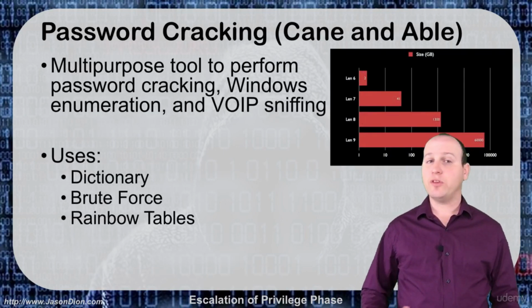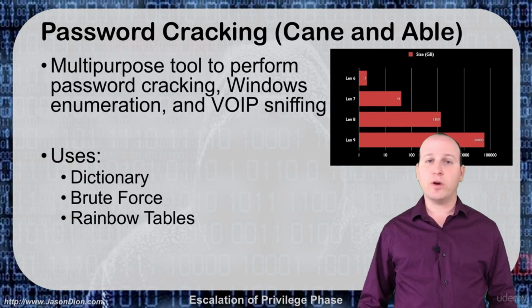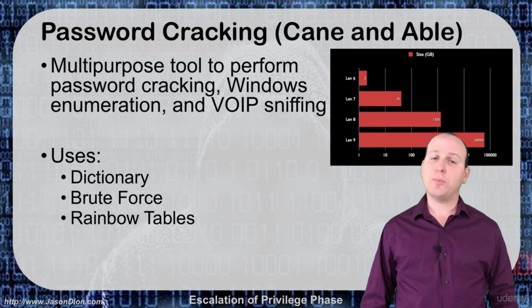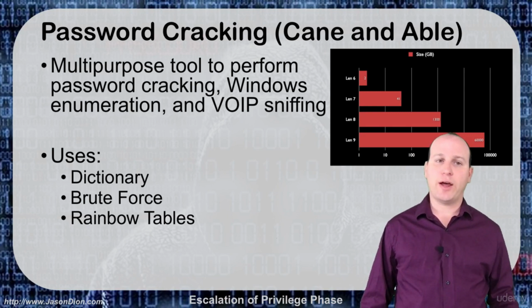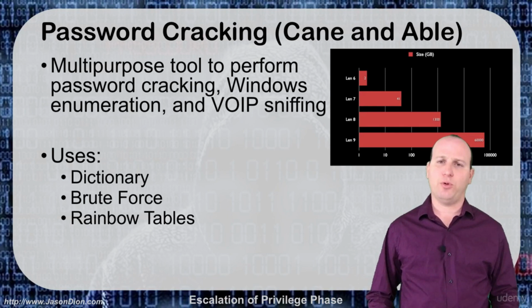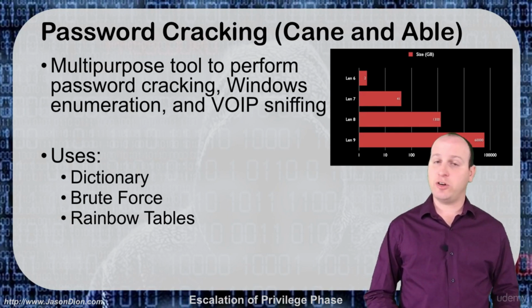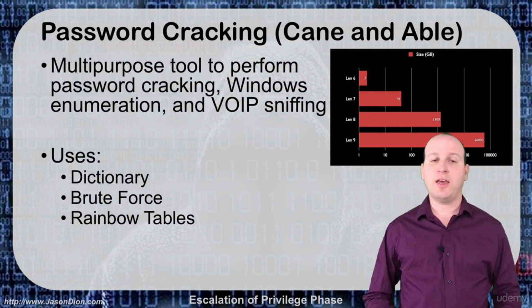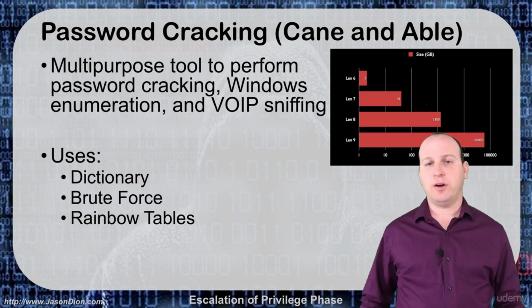So what are some of these password cracking tools that are out there? Well, one of the most popular ones out there is called Cain and Abel. What Cain and Abel is, it's a multi-purpose tool that performs password cracking, Windows enumeration, and VoIP sniffing. But we're really talking about the password cracking portion here. It can do dictionary attacks, it can do brute force attacks, and it can do those rainbow table attacks. And the nice thing with a rainbow table is that, again, it's going to speed up those dictionaries and become the fastest method out there.